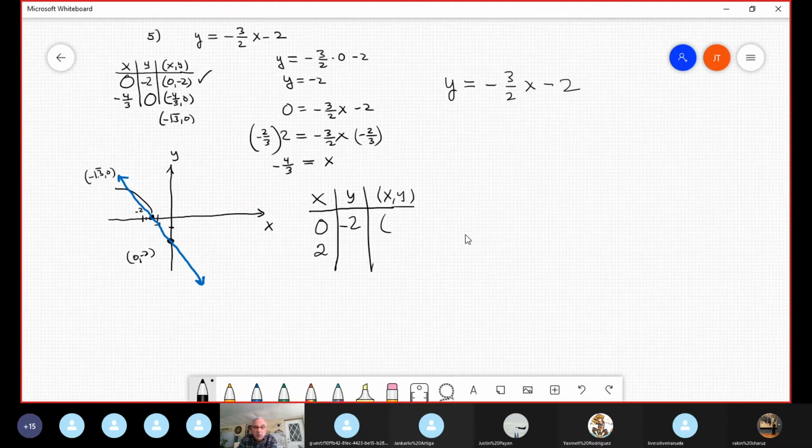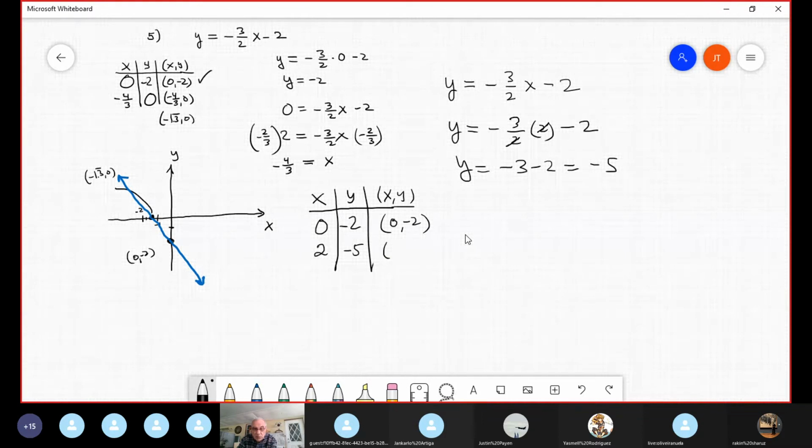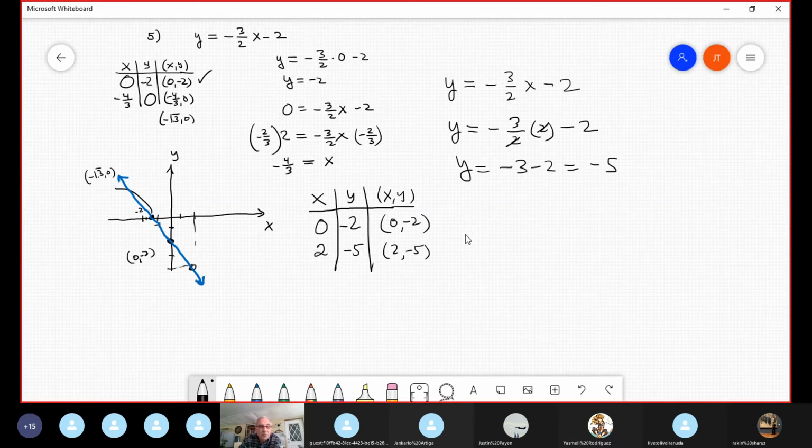Why 2? Because when you plug it in here, look at that. y is equal to minus 3/2 times 2 minus 2. This is cancelled, so it is minus 3 minus 2, which is negative 5. So the point is 0, negative 2, and this is 2, negative 5. And 2, negative 5 is located here. Look, 2, 1, 2, 4, and 5. This point is 2, negative 5.